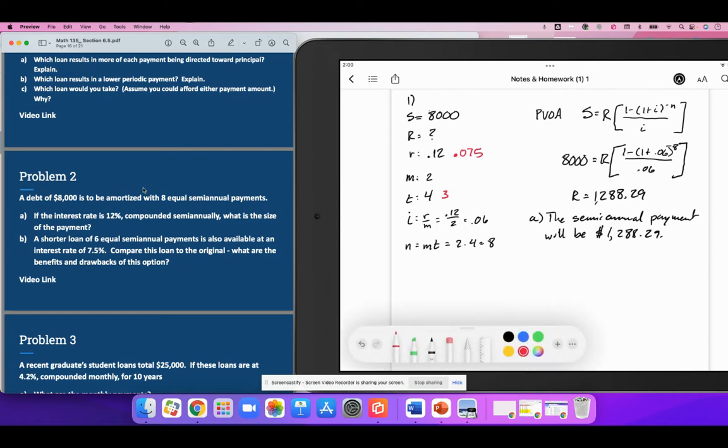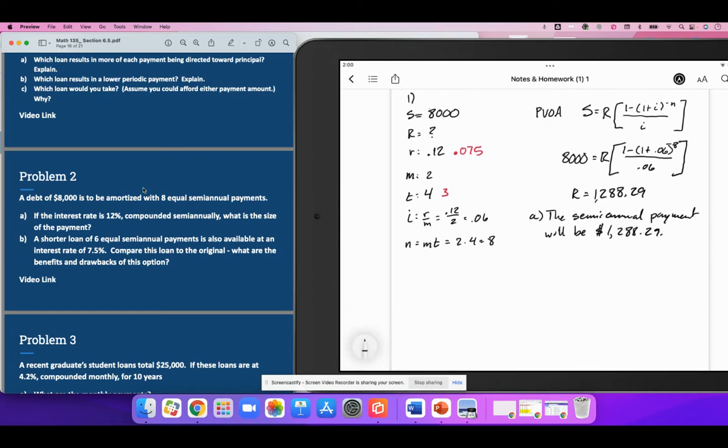Let's also, for part A, just because I think I'm going to end up using this later, figure out what the total payoff would be. So total payoff would be 1,288.29 times 2 times 4. And so I'm going to run that in my calculator. $10,306.32.